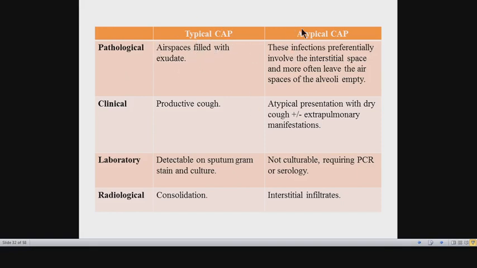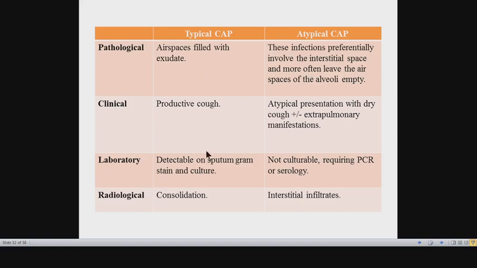While in atypical community-acquired pneumonia, the organisms and the infections preferentially involve the interstitial space of the lung, and more often it leaves the air spaces of the alveoli empty. So this is the main pathological difference between typical and atypical pneumonia. Typical pneumonia tends to fill the air spaces with exudate. While atypical pneumonia tends to involve the interstitium of the lung, and most commonly it spares the air spaces and leaves them empty.